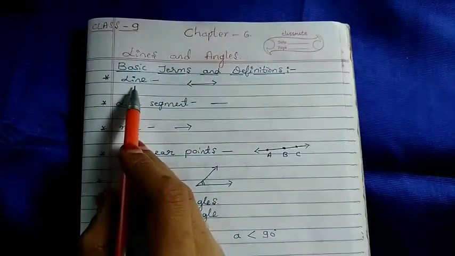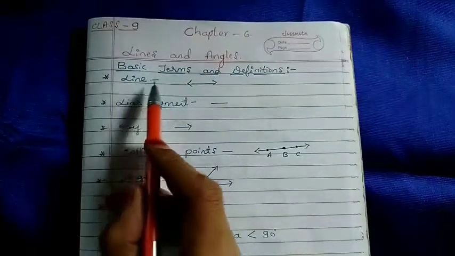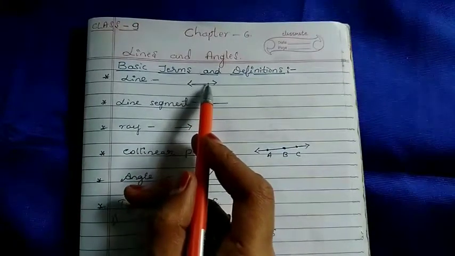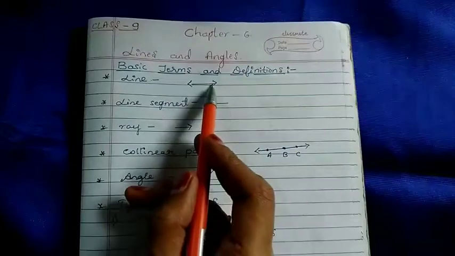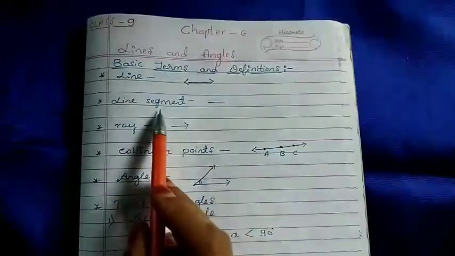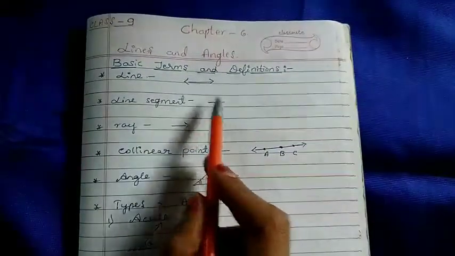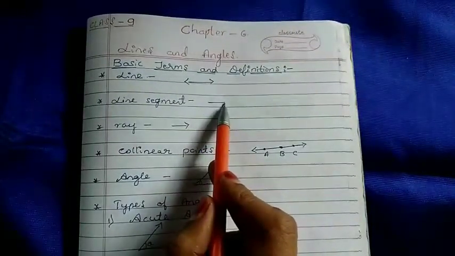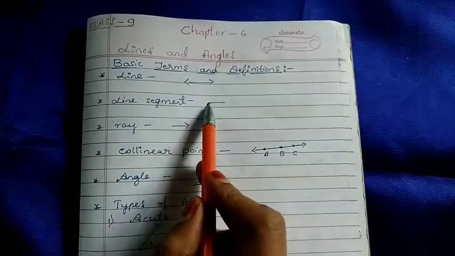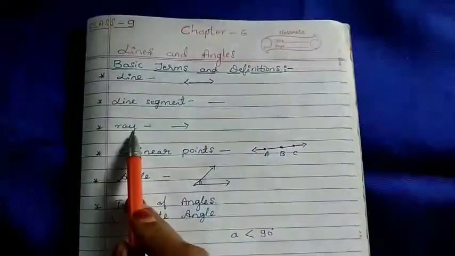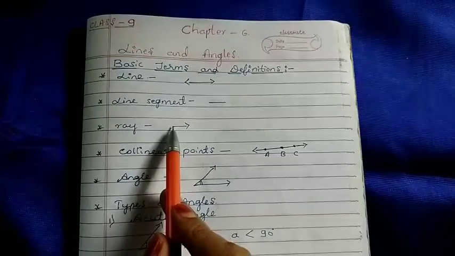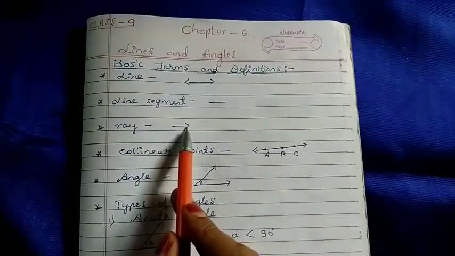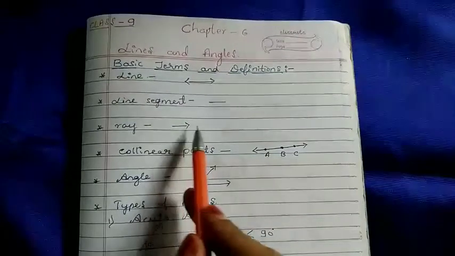Line. What is a line? A line is a one-dimensional figure. It extends in both the directions infinitely. And a line segment is the part of a line and it has two particular ends on both sides. And a ray has one end, but on the other side it extends infinitely.